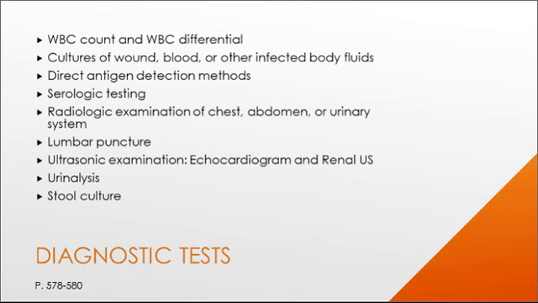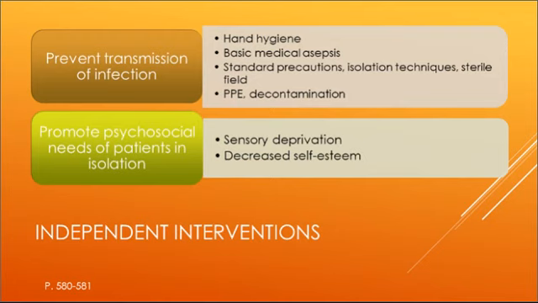Ultrasounds. Echocardiogram is an ultrasound of the heart. You can look at the valves for infection. Renal ultrasound, you're looking for changes, scarring, the building up from repetitive urinary tract infections. Urinalysis, checking for things that don't belong in the urine, like white blood cells and bacteria and proteins. Stool cultures, again, looking for bacterial growth that should not be present in your stool, or worms or anything like that.